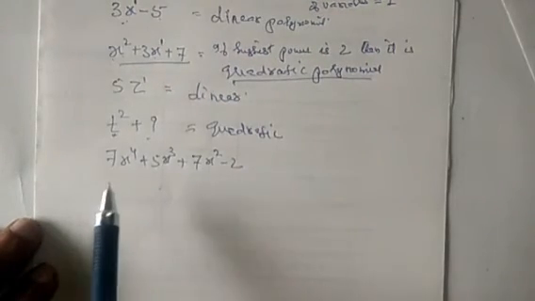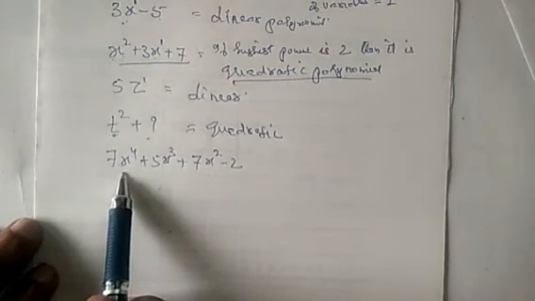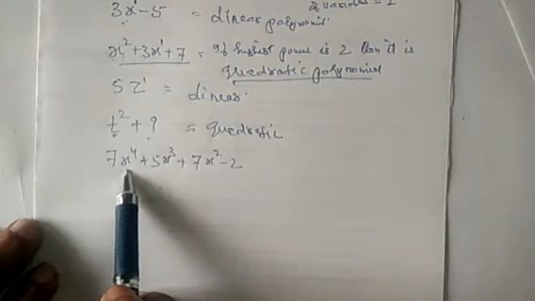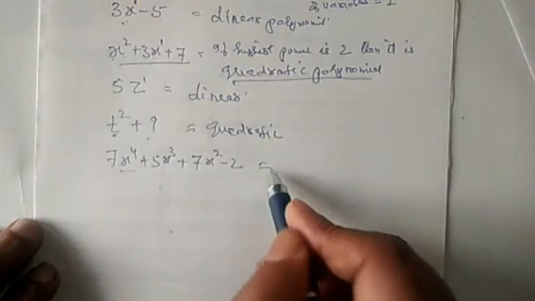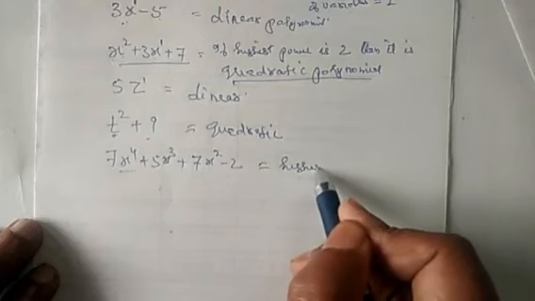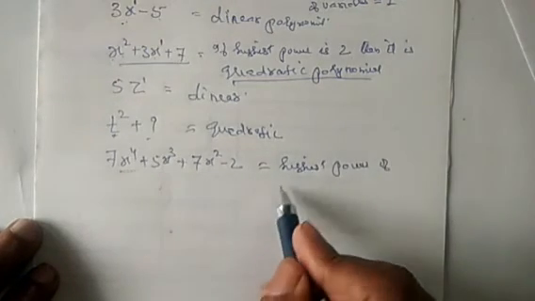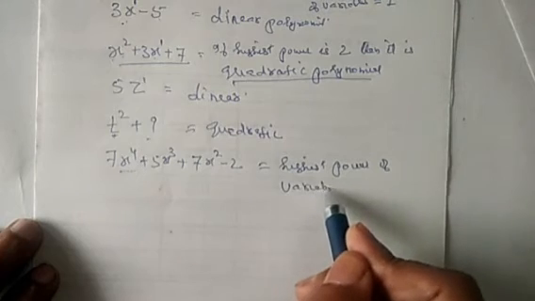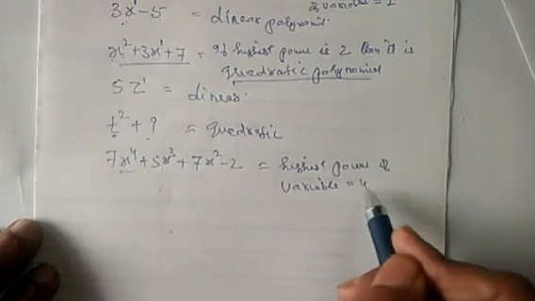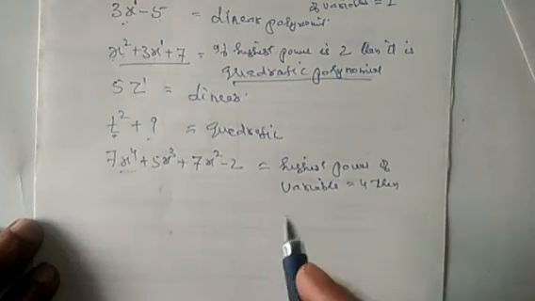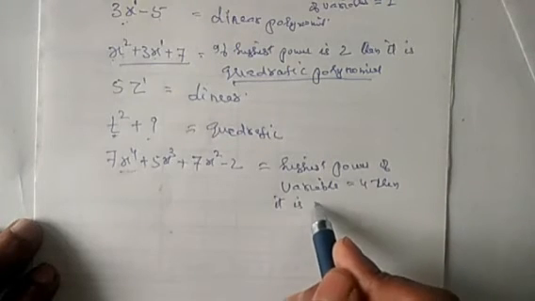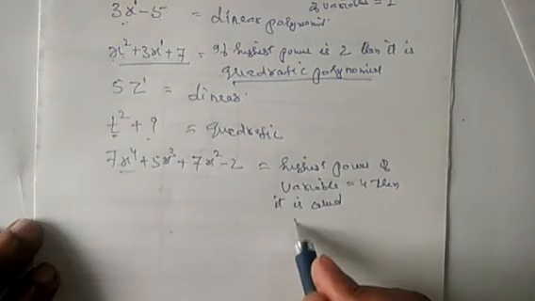Here you see the highest power of x is 4. If the highest power of the variable is 4, then it is called biquadratic.